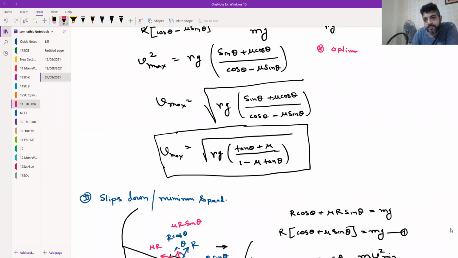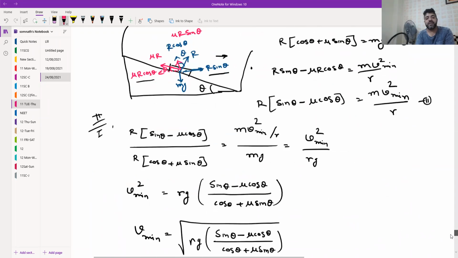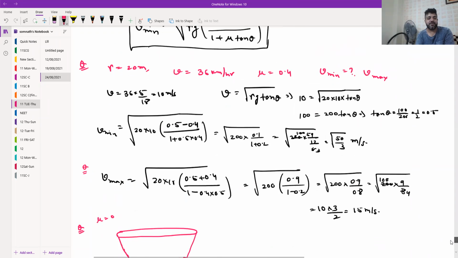Optimum speed. So what do you mean by optimum speed? That means no friction, like the previous one, banking of road only. Optimum speed means without friction. So if you put v0, mu 0, obviously here you directly get the value root of Rg tan theta. Clear everyone? Sometimes they can ask you what is the optimum speed, and students are confused, saying they have never heard this. That means without friction banking of road. That is called optimum speed.